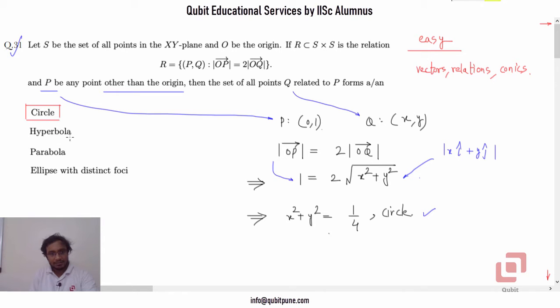So this was a fairly simple question, and as I've already told you, they have actually combined ideas from 3 different things. Vectors, you need to know how to find the magnitude; relations, you need to know what a relation is; and then of course conics for the identification of the final equation. Okay, so that was 31.